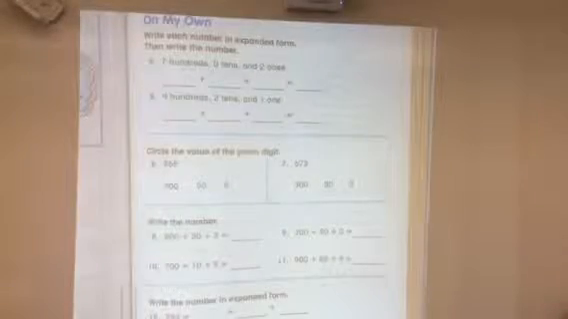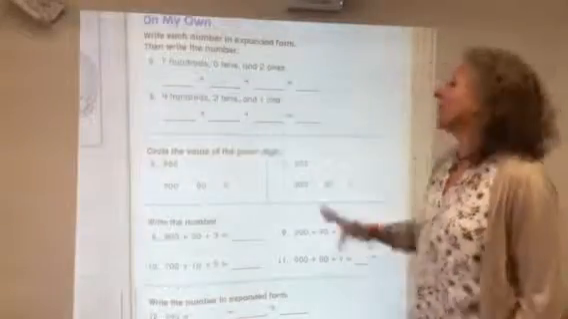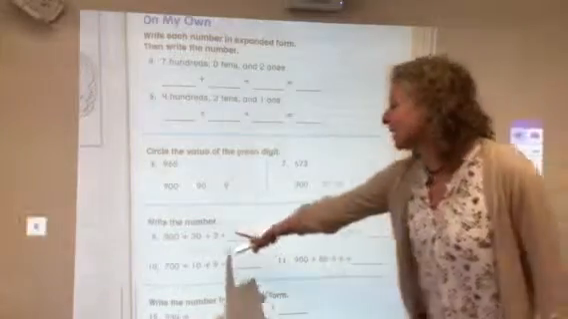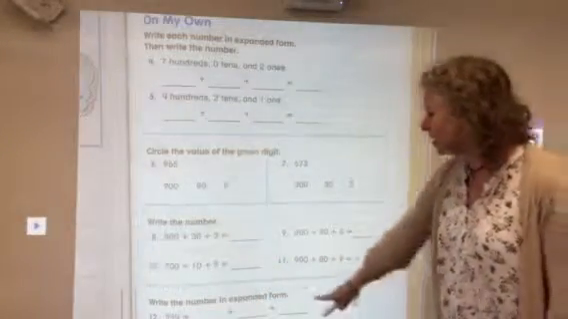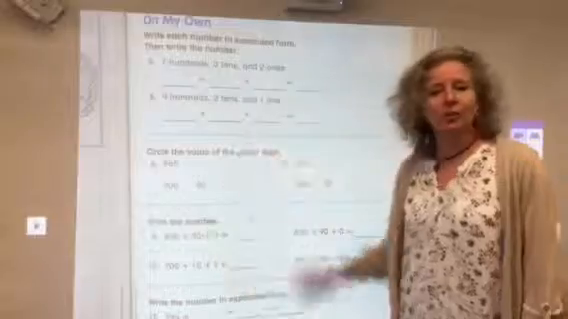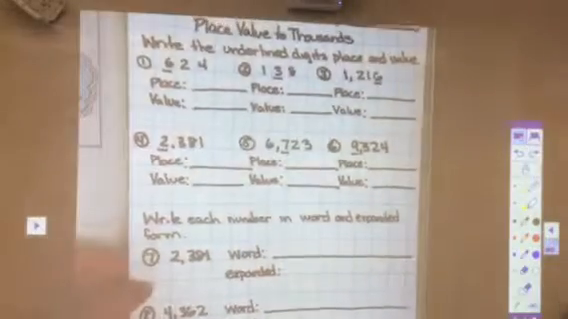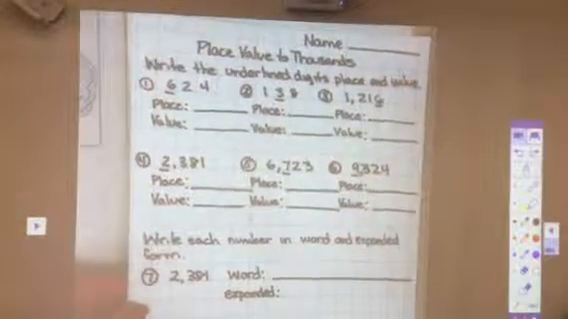All right, boys and girls, to practice this, what we're going to do is you're going to do a paper, an independent one now. Now, I know you've done this before. This is from your second grade book. You've done expanded form before. You've done this. You've circled the value of a digit before. You know how to do this. We're going to practice it now in third grade. You're going to show me that you know how to do it.